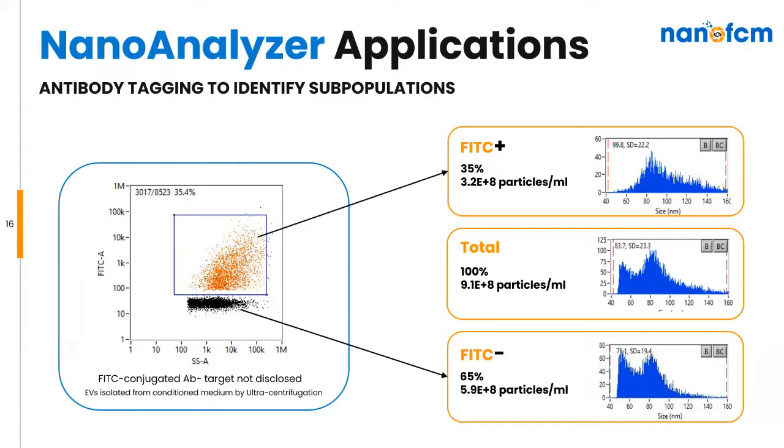You can see in the total population, there are 2 peaks in the size histogram, with peaks around 55 nanometers and 85 nanometers. You can see that our fluorescent EVs are all part of this larger size EV population. But then if you look to that bottom panel, you can see whilst all fluorescent EVs are large, not all large EVs are fluorescent. And you can clearly see 2 size distributions in the FTSE negative population.